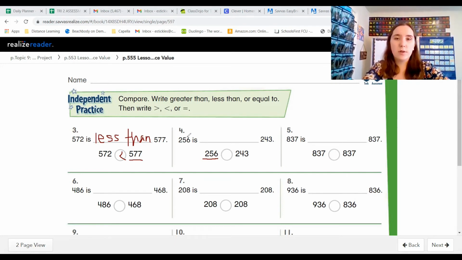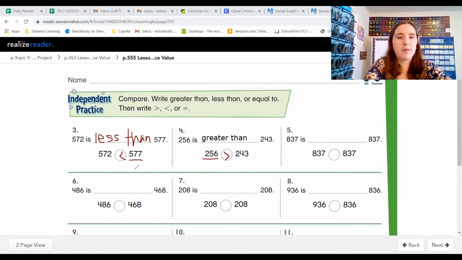So we're going to say 256 is greater than 243. And now we have to figure out our symbol. It needs to be open towards the bigger number, which is 256. So we have to use the greater than sign, pointing this way.